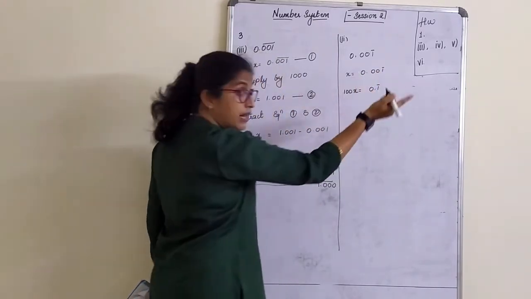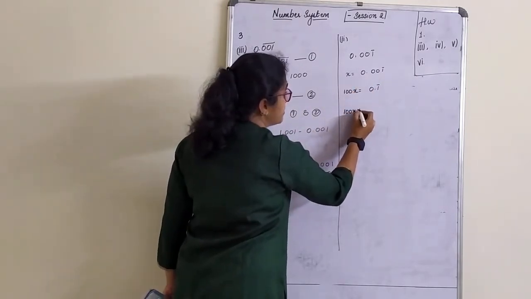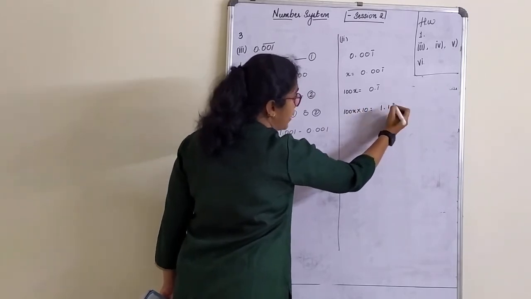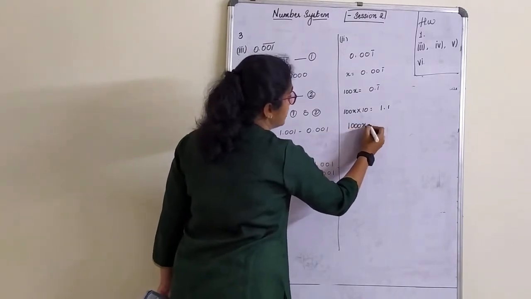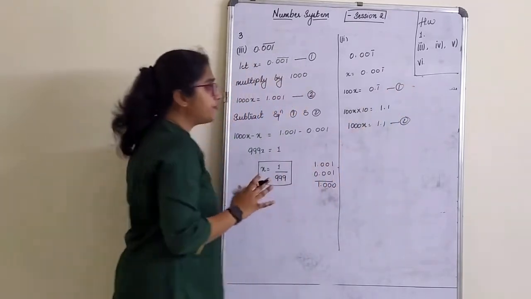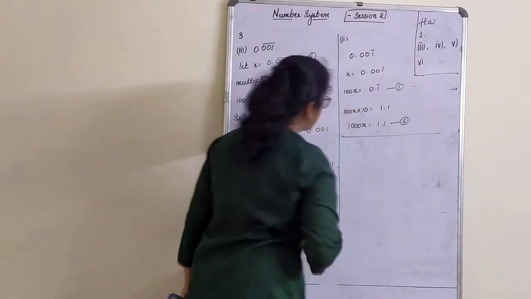Then to remove this bar, again I have to multiply by 10. 100x into 10 is equal to 1.1. So this is 1000x is equal to 1.1, equation 2, equation 1. I am not doing further, just to tell you example. Let me take one more example.